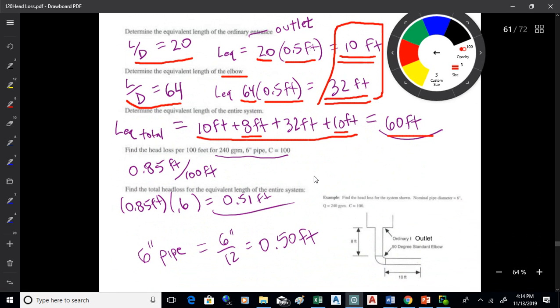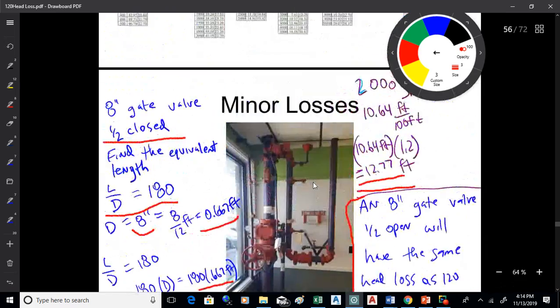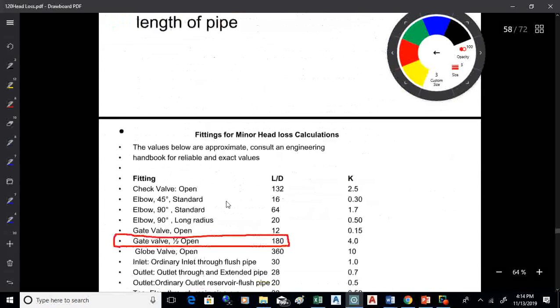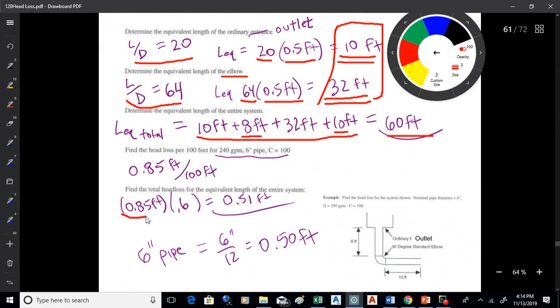So what I can then do is look for 240 gallons per minute in 6-inch pipe. So I'll come on up here to the head loss chart. 240 gallons per minute in 6-inch pipe. Right there, 0.85. So I'll take that 0.85 feet per 100. 60 feet, so multiply that by 0.6, I get 0.51 feet. Okay, that's the head loss of the water running through that system.